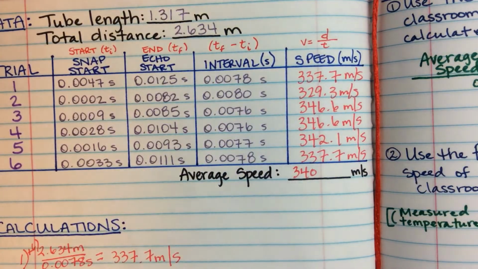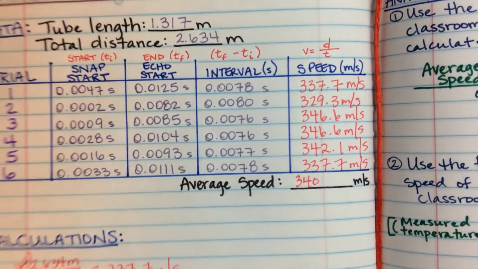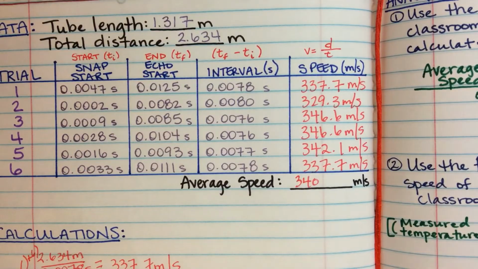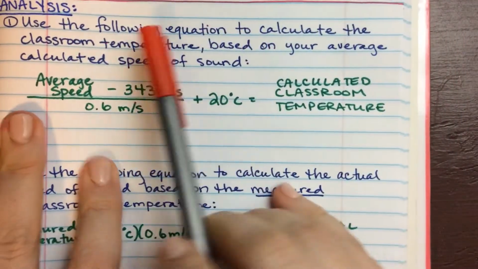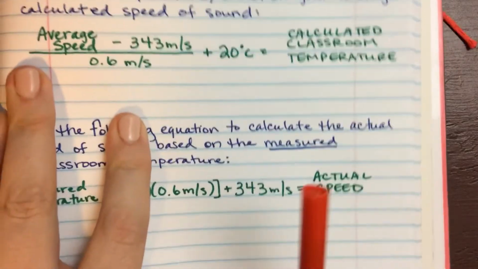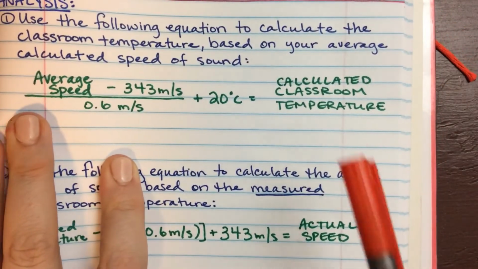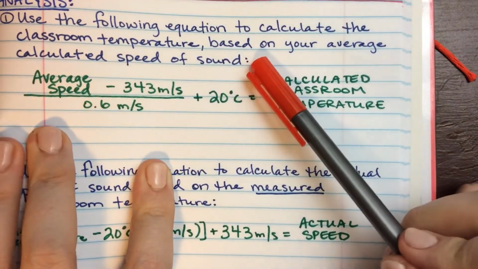Now, what are we going to do with all of this? Well, now we're going to do some analysis questions. So you should have already copied the questions and the equations. We're going to use this equation to calculate the classroom temperature based on my average speed of sound.